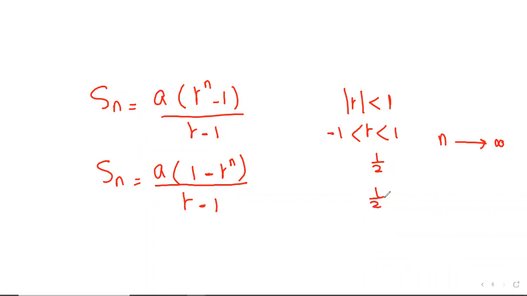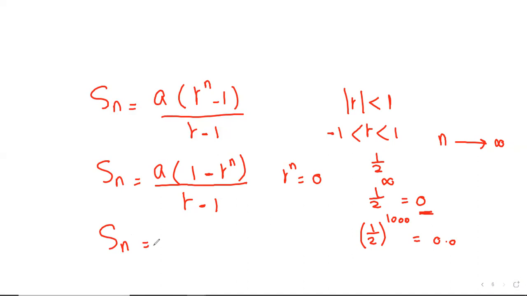So half raised to the power of infinity. When we raise half to the power of infinity, you will get 0. When we raise any number between -1 and 1 to the power of infinity, you will get 0. And if you want to check it, just write on the calculator half to the power of, let's say, 1000. You will get a value close to 0, 0.00. So R to the power of n in this case equals 0 or approaches 0.